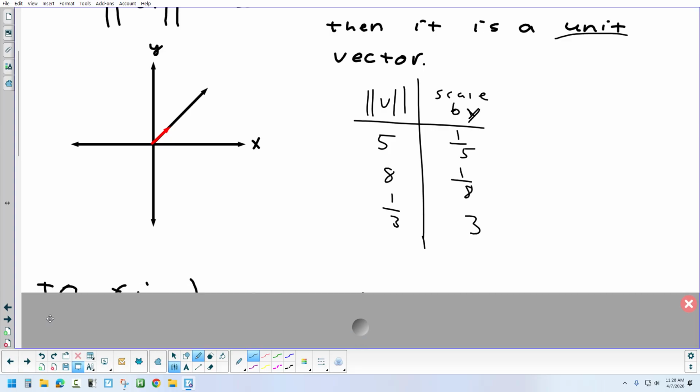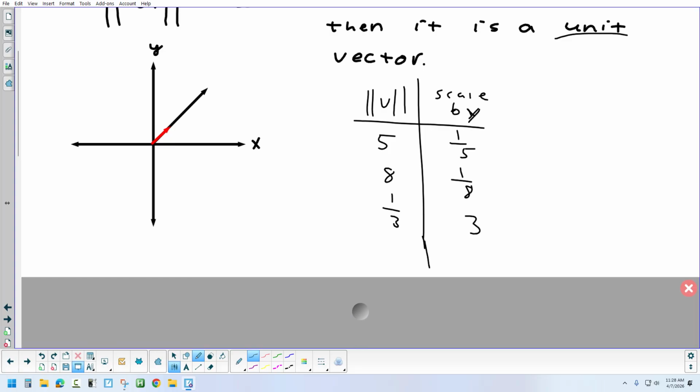Well, let's say we had a vector that had a length of x. What would you scale it by to make it exactly 1 unit long? 1/x. Yeah. So basically the pattern is if you take a vector and you scale it by the reciprocal of its magnitude, that means take its magnitude and flip it, and you scale it by that number, you will turn it into a unit vector. Okay, let's write that down.